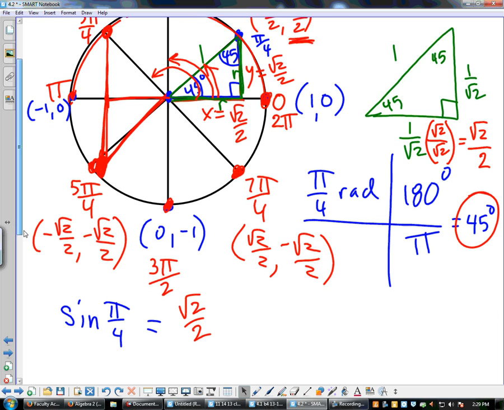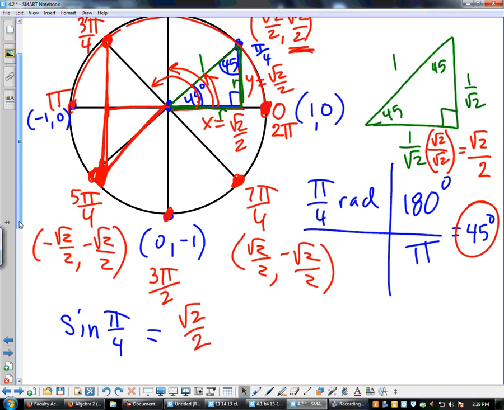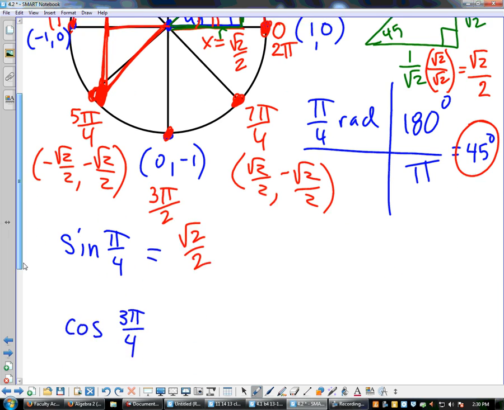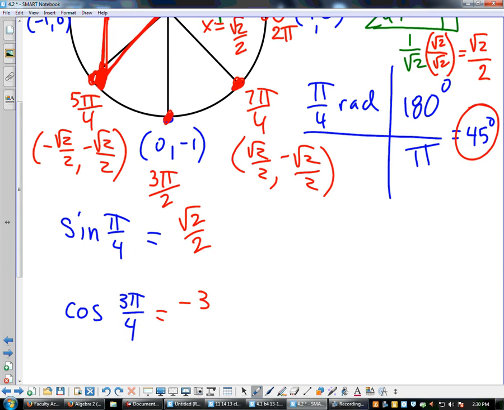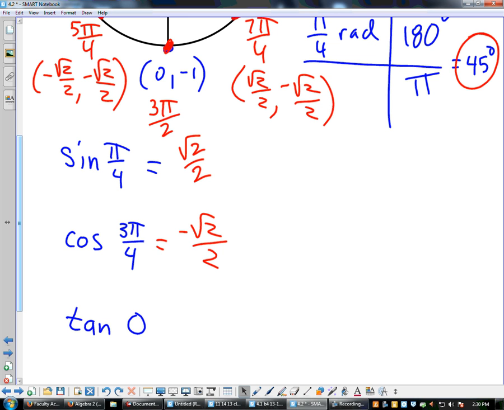So what about the cosine of 3 pi over 4? Nikki? Radical 2 over 2. Do people agree? No. It would have to be negative. Remember, cosine is the x coordinate, and 3 pi over 4 maps to right here. So we need this x coordinate here. So that's going to be negative square root of 2 over 2. Does this make sense?